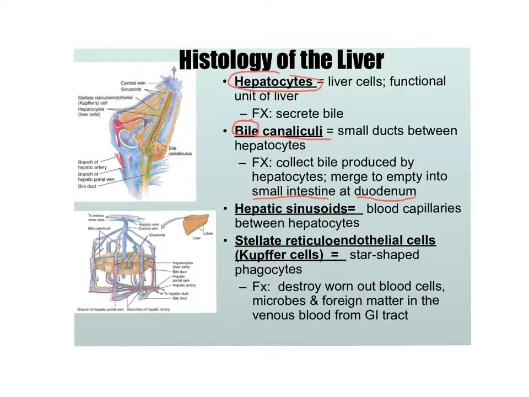So you'll need to know it does produce bile, but I doubt that you're going to have to know precisely canaliculi. Hepatic sinusoids are just the blood capillaries between the hepatocytes, not really important. Stellate reticuloendothelial cells, I always call them just Kupffer cells. These are phagocytes, little cells that eat other things, so they destroy worn out blood cells, microbes, and foreign matter. So those are kind of like the immune system of the liver.